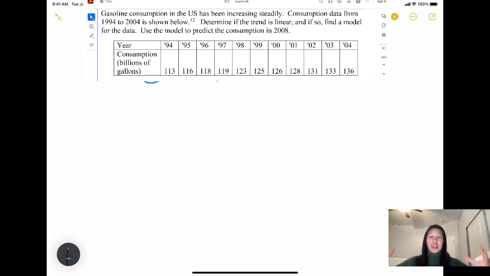So 2008 is going to be what? Outside of the range, because the range is from the year 1994 to the year 2004. So 2008 is going to be outside of the range. So this is going to be extrapolation. Now let's use GeoGebra and do this together. You can also pause the video and try to do it by yourself.